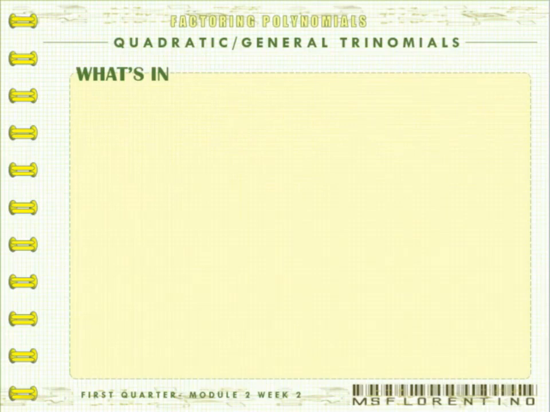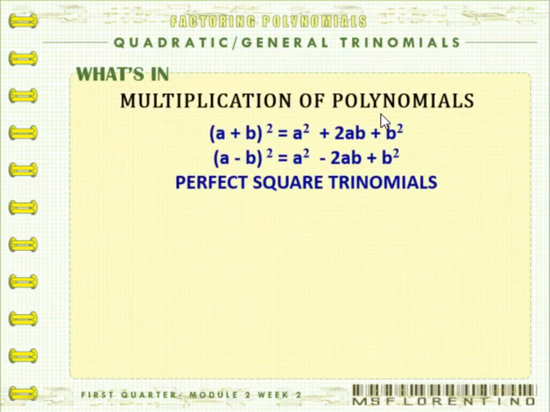Factoring quadratic or general trinomials. In factoring, it is important to master the art of multiplying. So, let's go back to multiplication of polynomials. Remember the pattern for perfect square trinomial? We have the square of a plus b is equal to a squared plus 2ab plus b squared. And the square of a minus b is equal to a squared minus 2ab plus b squared.